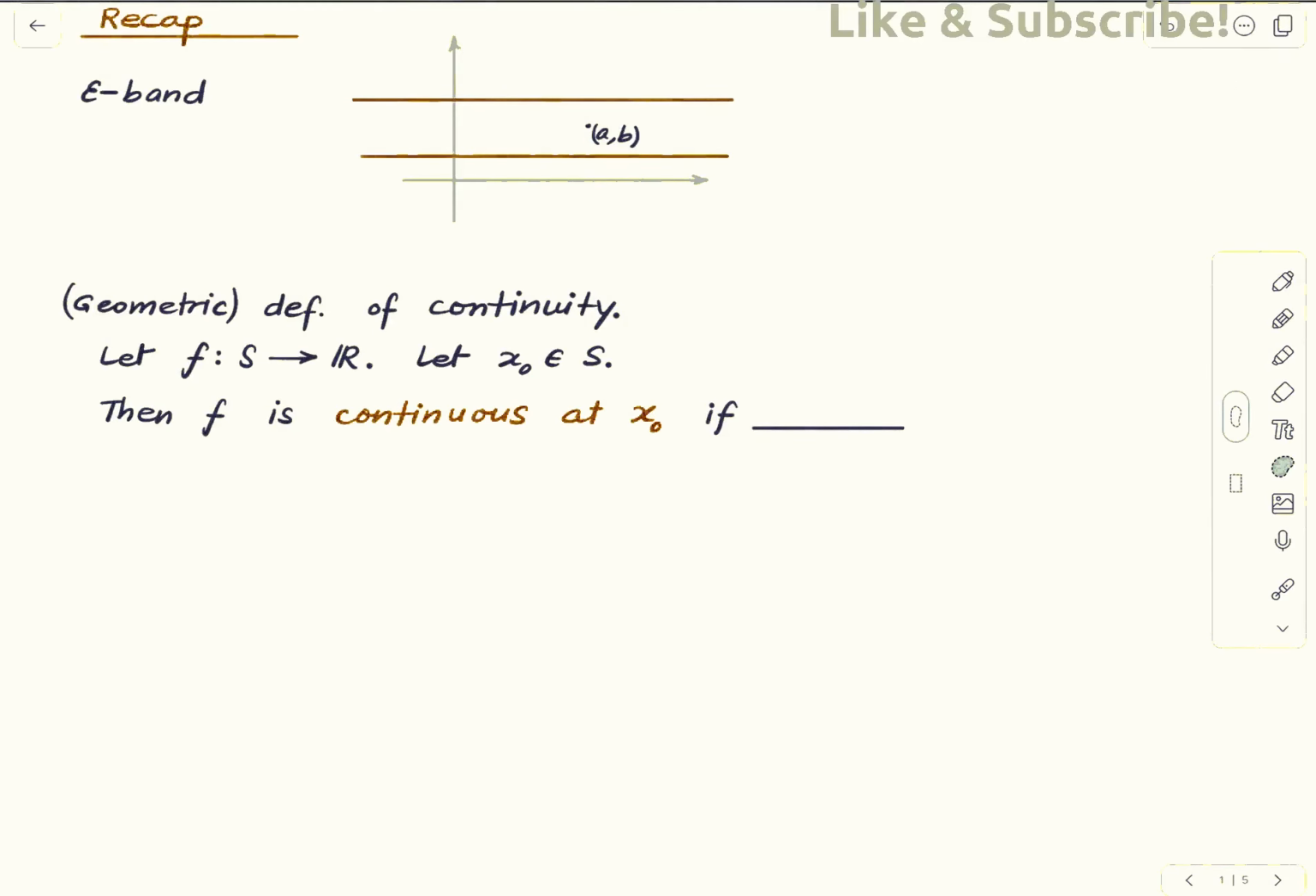Welcome to this lecture series in real analysis. We will continue our discussion with continuity, and in this lecture we look at the Epsilon-Delta Criterion for continuity. So let us recall the relevant things.